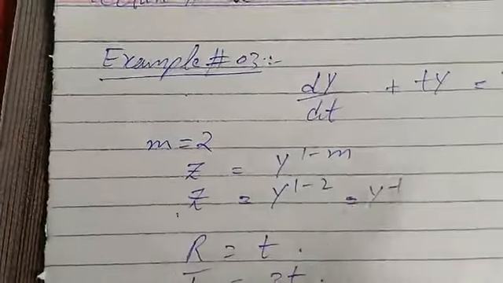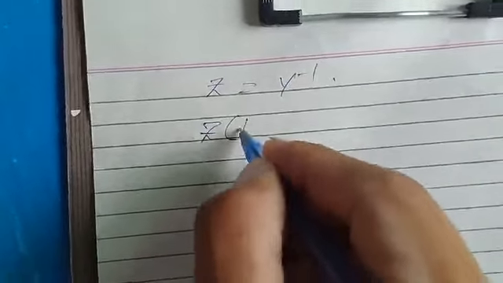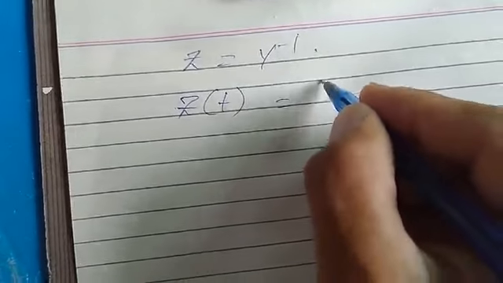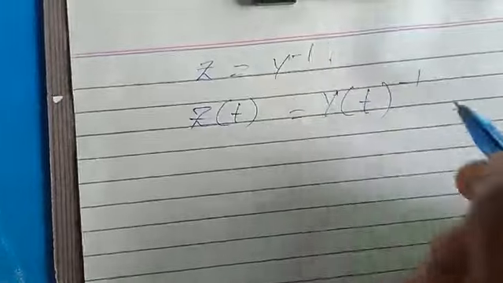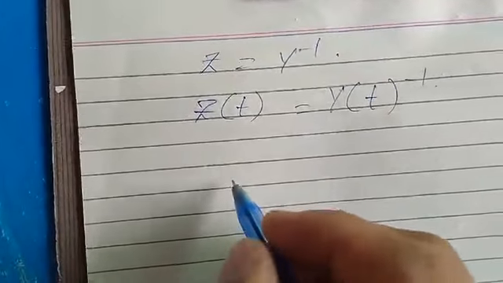Now here you can see that z is equal to the inverse of y. Then we find the solution for y. Sorry, here z is equal to the inverse of y, z(t) is equal to y(t) inverse.